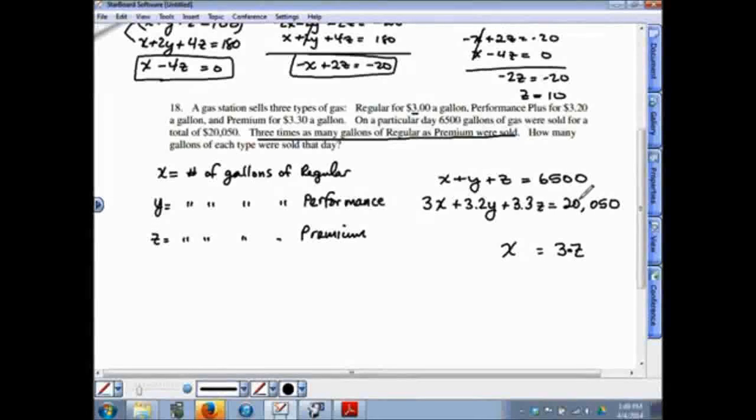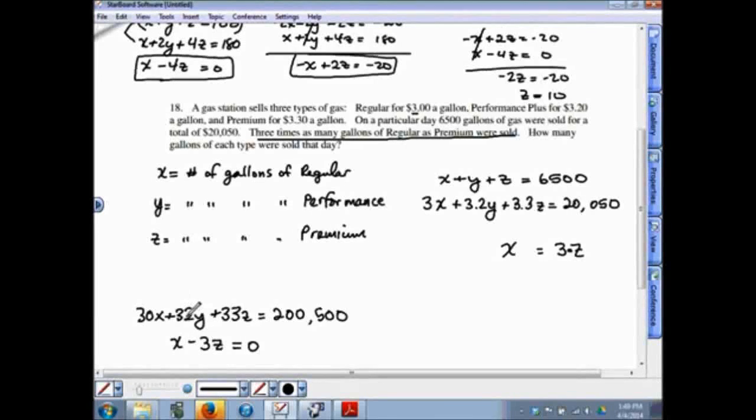equations. Again, these decimals here aren't looking too good, so I'm going to multiply this middle equation by 10. So it becomes 30x plus 32y, this is the middle equation, plus 33z is equal to 200,500. Now this bottom equation, I'm going to minus the 3z over, and x minus 3z is equal to 0. It's a very similar situation as the problem above. You notice this bottom equation is only in terms of x and z. Y is missing. So I'm going to try to take the top 2 equations and eliminate the y variable.